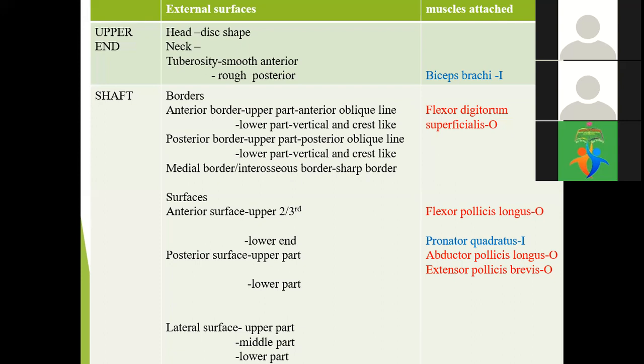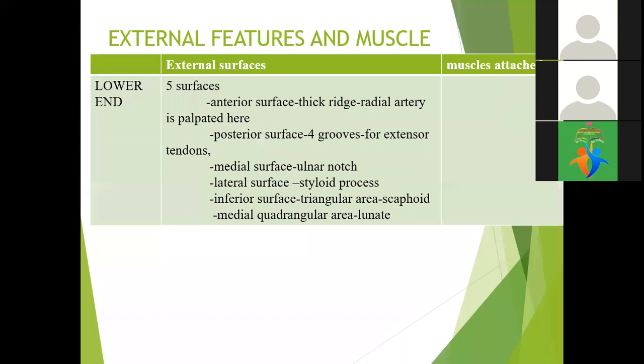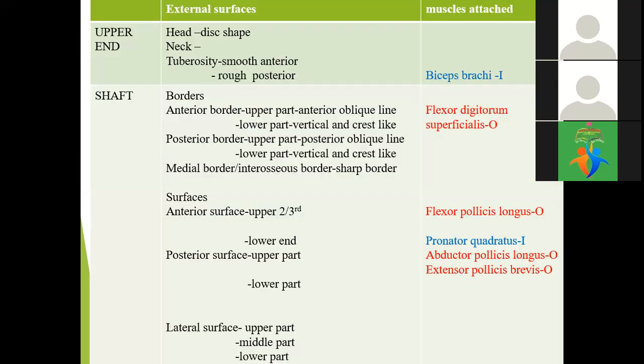So next we are coming for the lateral surface. Sorry, here I have not written, so I'll say it orally. The upper part gives insertion for a muscle, the first one being supinator. The middle part gives insertion for a muscle called pronator teres. The lower part gives insertion for a muscle called brachioradialis. Okay, the lateral surface gives insertion for three muscles: above, supinator; middle, pronator teres; lower part, brachioradialis.